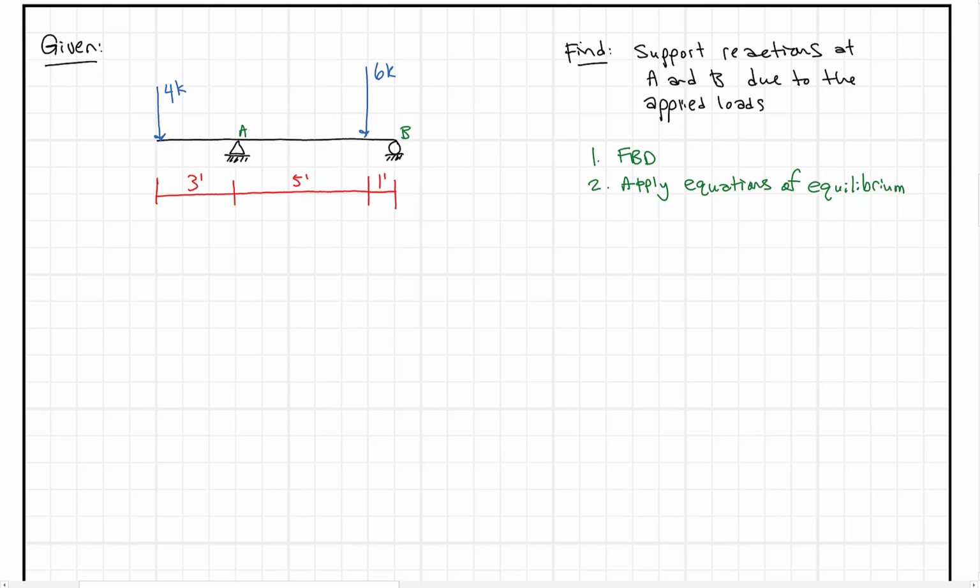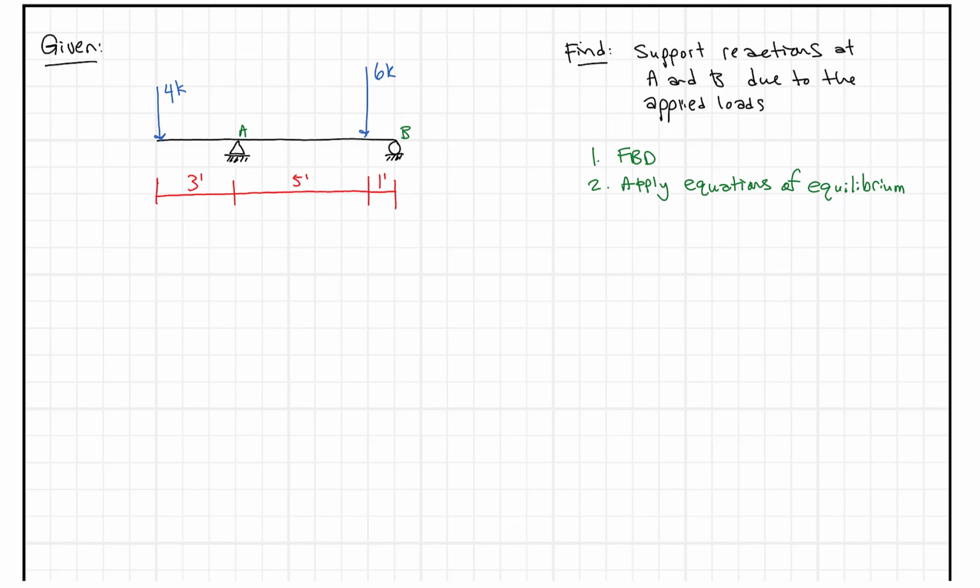Okay, so in this video, we're going to solve for the reactions at A and B due to applied loads. This problem is a little bit interesting because we have two concentrated forces, but the forces are on either side of support A. So what that's going to do is cause a little bit of difference when we sum moments here. So I want to show this as an example of what we're going to do.